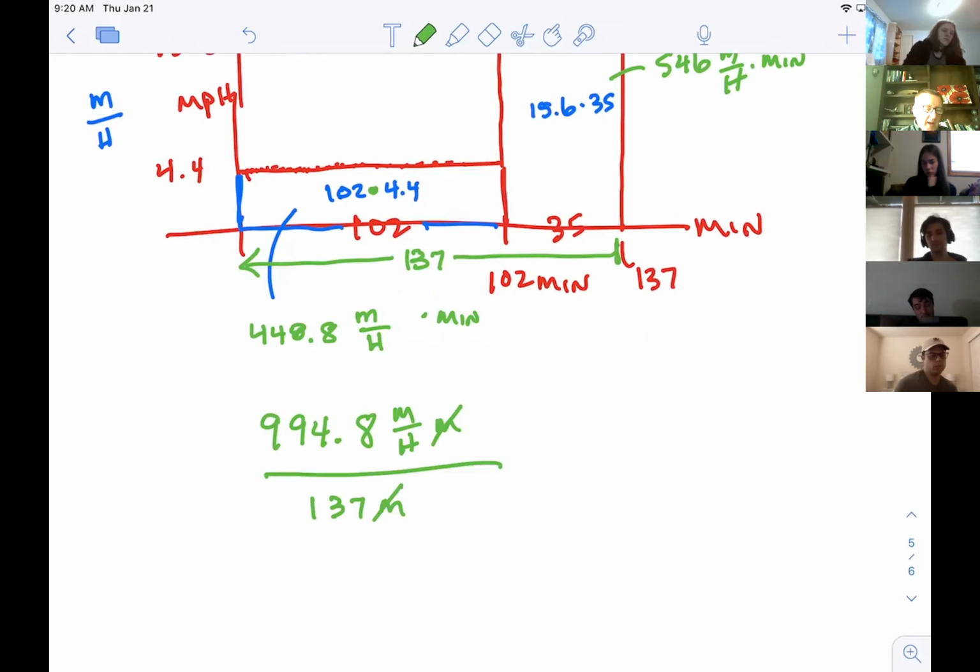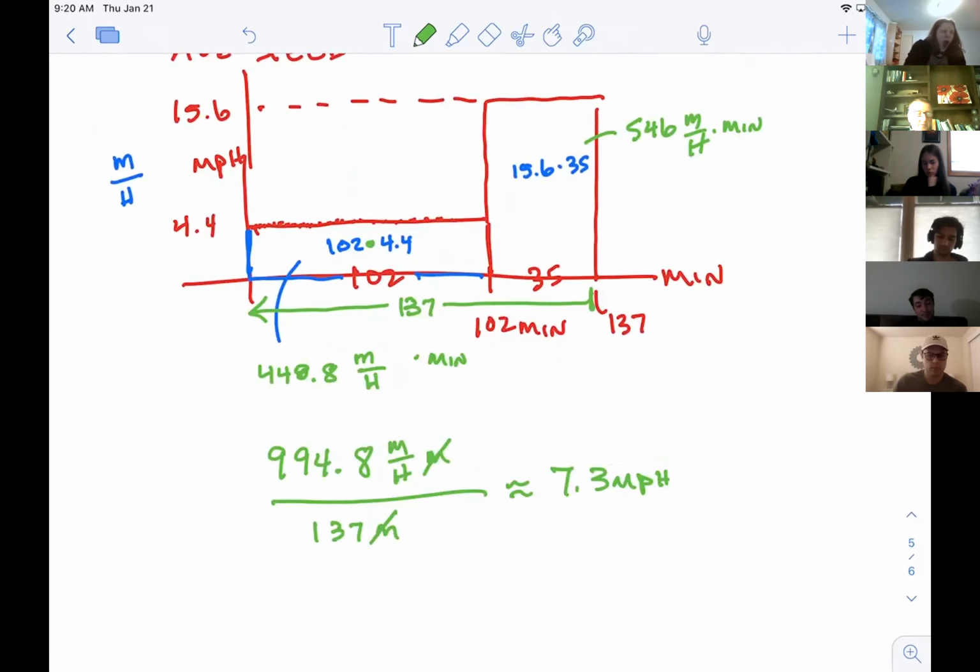And so when I do that divided by 137, I actually get a speed that's a little bit more reasonable, about 7.3. So my average speed was really 7.3. And that's pretty interesting in this case to know what your average speed was. And it was very much skewed by the fact that I spent more time slow than I spent fast. And this factors that in.